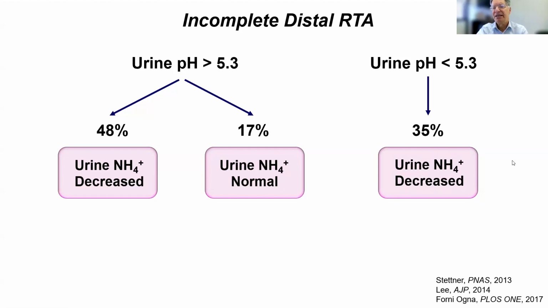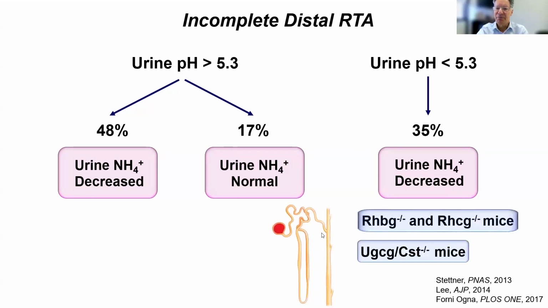It's a little hard to remember all this, but just know that incomplete distal RTA is not a homogeneous group as it used to be thought of. It's been hypothesized that perhaps some of these people have mutations in the Rh proteins that let ammonia into the urine. If you knock these out in mice, you see similar phenomenology where they can acidify their urine, but they just can't transfer ammonia into the urine normally.